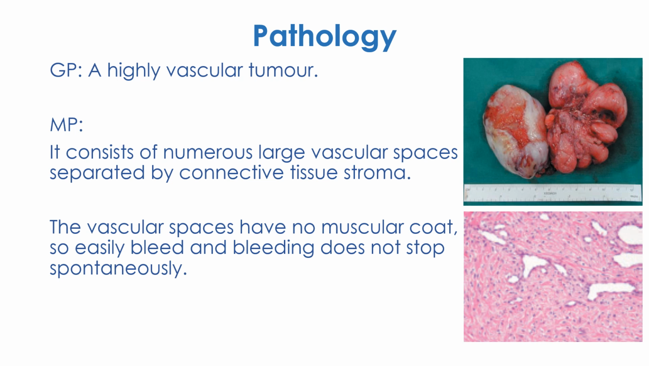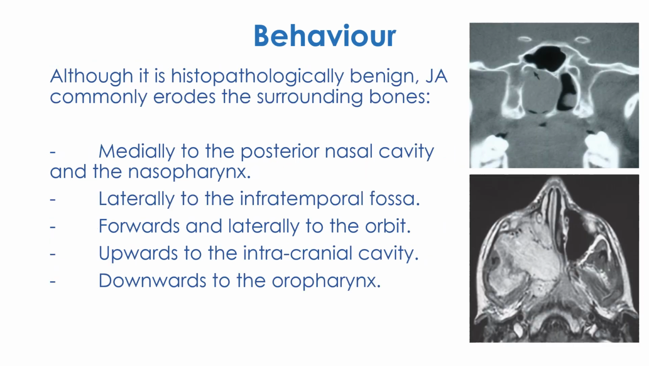The microscopic pathology will reveal that this tumor consists of numerous large vascular spaces separated by condensed connective tissue stroma, and these vascular spaces lack the normal muscular coat, and that's why it easily bleeds, and the bleeding doesn't stop spontaneously, and this probably explains the recurrent severe attacks of bleeding from the nose.